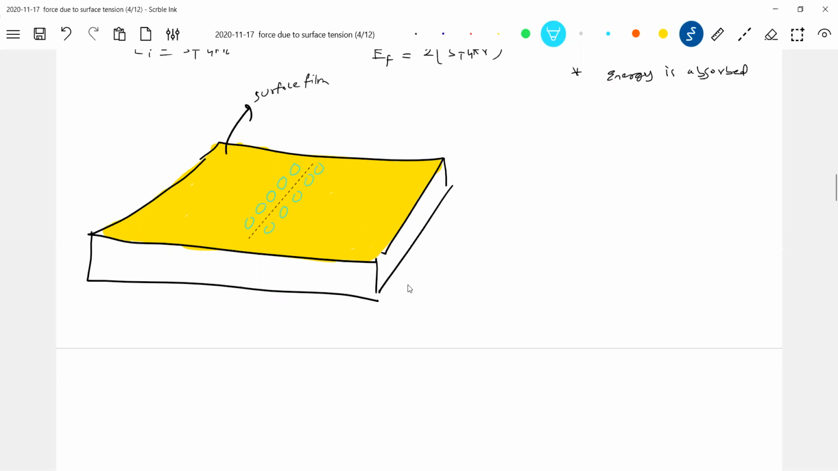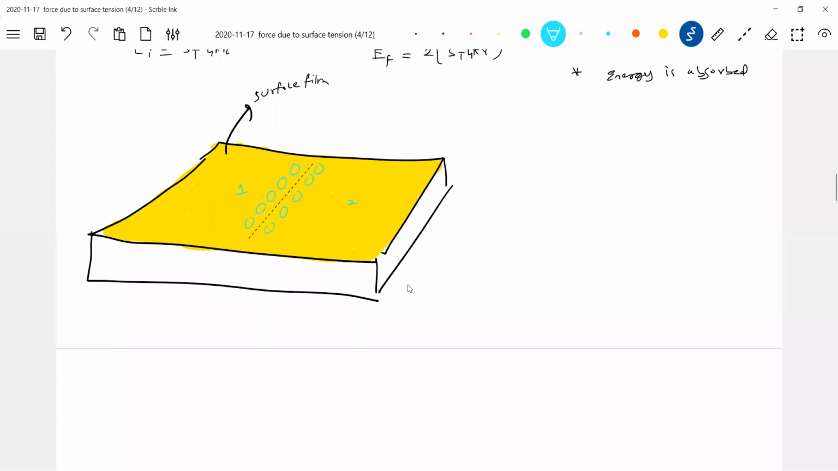This is layer 1. This is layer 2. So what will layer 1 try to do? Layer 1 will try to pull layer 2. Layer 2 will try to pull layer 1. Am I right? Any reason?